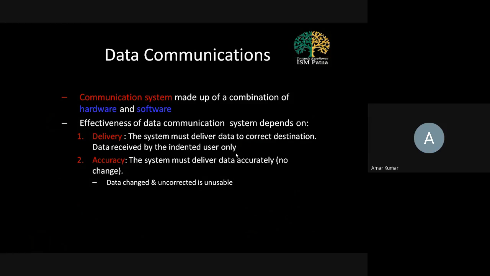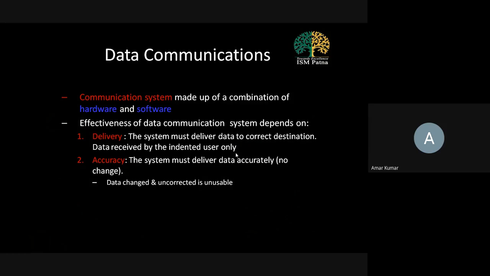If I am sending some information to my friend whose name is Sunil, and the information which I send to Sunil has been received by Mukesh, Mukesh is not the intended user. So that is not proper delivery, or we can say that it is not delivered to the correct destination. So correct destination is mandatory in our data communication. So delivery is very important.